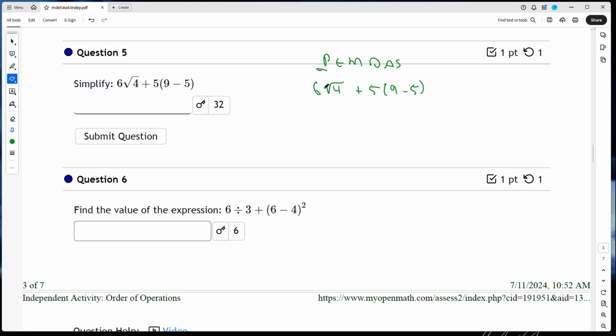So I do have parentheses here, so I'll take care of that first. 9 minus 5 is 4. Now, do I have an exponent? Yes, I do. We can consider the square root sign an exponent. What it says is that the square root of x is the same thing as x to the 1/2 power. So the square root of 4 is 2.